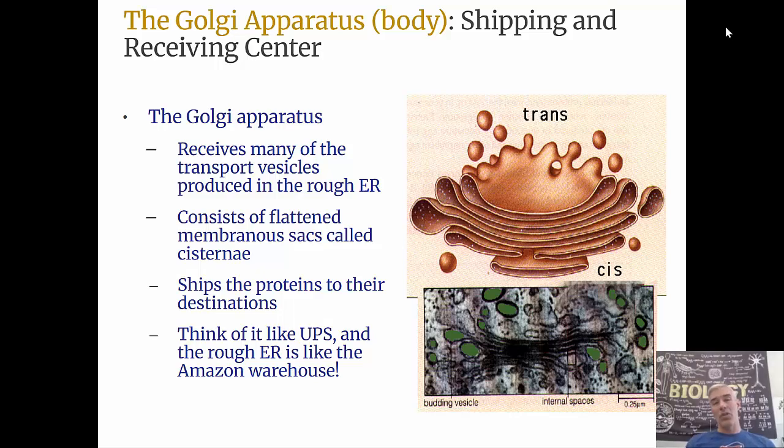The next thing is the Golgi apparatus. This is the shipping and receiving center. So what is the relationship between the Golgi apparatus or the Golgi body and the rough ER?